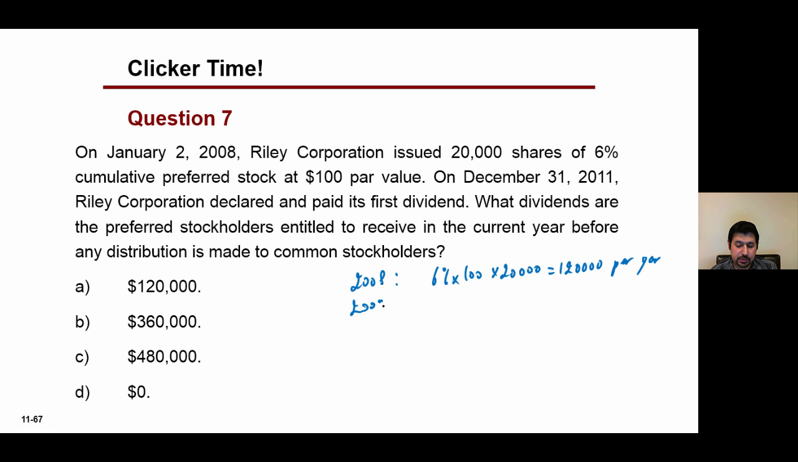In 2009, 2010, and finally in 2011, this is when the company actually paid its first dividends. The amount that preferred stockholders are entitled to receive at this point will be 120,000 multiplied by 4 years, which will be equal to 480,000. Here, dividends in arrears will be 3 years in addition to the current year. So at this point, it is 480,000.